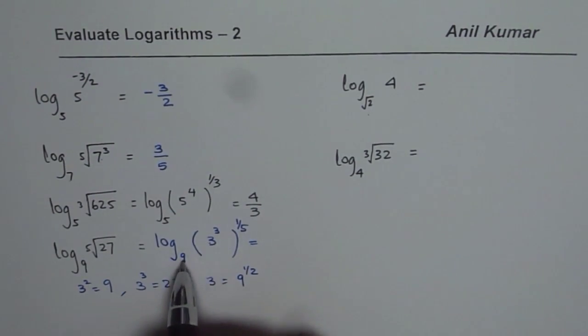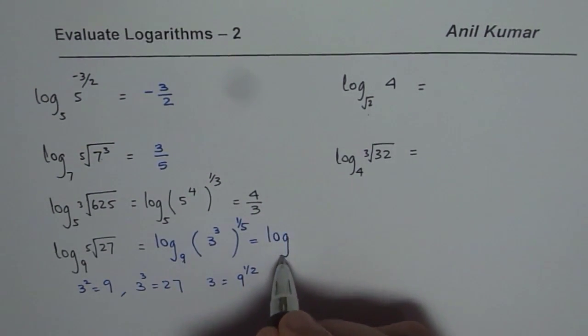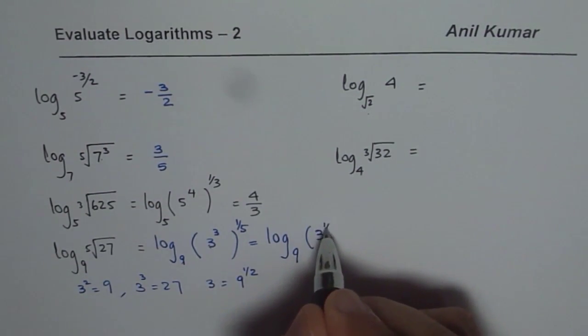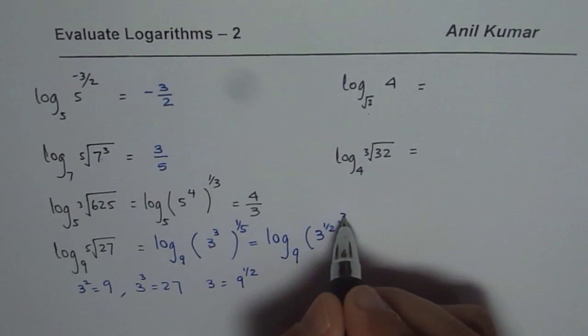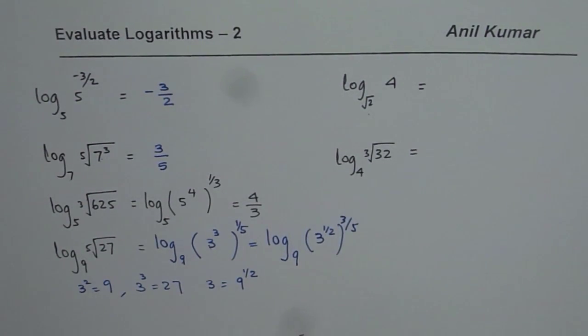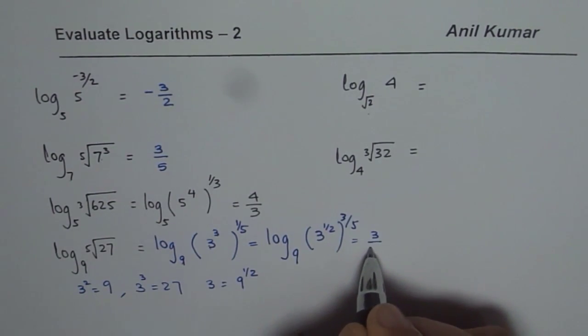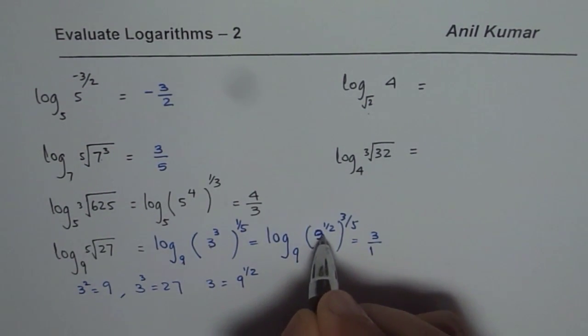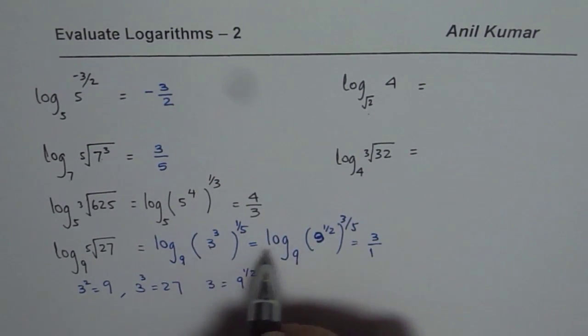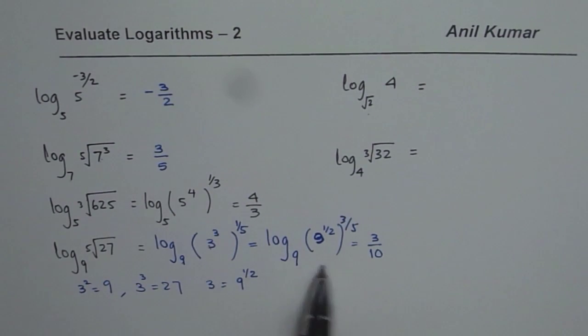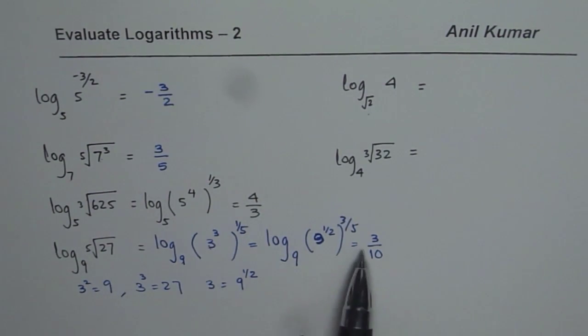So I need the same base. I'll write this as log to the base 9, and 3 I will write as 9 to the power of half, and here I have 3 over 5. Do you get the point, right? When you multiply this, you get 3 over 10 as your answer. I mean, this is 9, sorry. 9 square root is 3, right? So we get 3 over 10 as our answer. That is how you can perform the operation in chain and get your solution. I hope you got the trick.